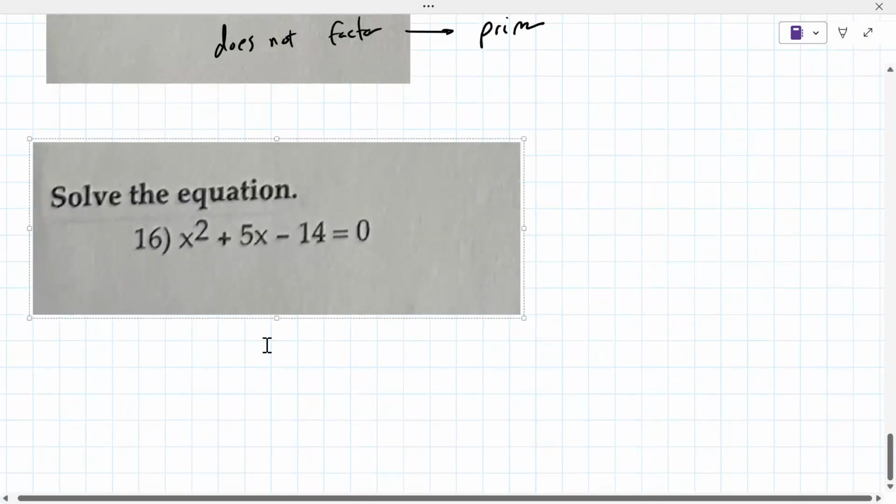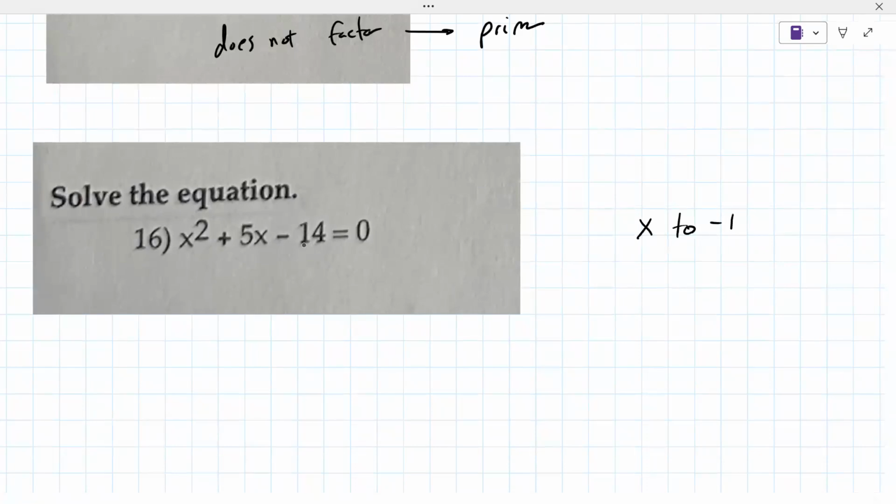Okay, so we're going to factor this. We're going to solve by factoring, and we're looking for two numbers that multiply to -14 but add to +5. So give that a try, please.